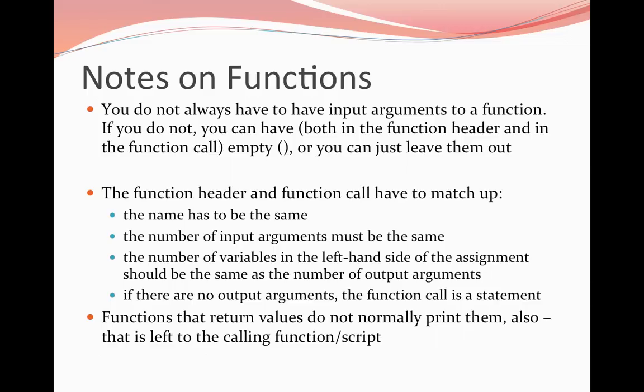And the number of variables on the left-hand side of the assignment statement should be the same as the number of output arguments if the function is calculating and returning something. So if the function is returning 3 values, you should have 3 variables to actually store all of the values that the function returns. And if there aren't any output arguments, the function call is a statement. Since it's not returning anything, you can't put that inside of another statement like an assignment statement or a print statement. Another thing that's important is that functions that return values, whether they return a single value or multiple values, do not normally print those values also. That is left to whatever called the function, for example, the script.